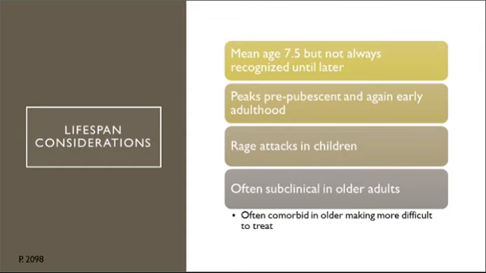Rage attacks in children. Normally it is often missed in children, and the male may be noticed earlier, and females usually in their 20s. Often subclinical in older adults, where it's not so evident. And with the older adult, they tend to have many other things, comorbidities, that make it very difficult to diagnose. Rage attacks is when the family accommodates for the OCD behaviors.